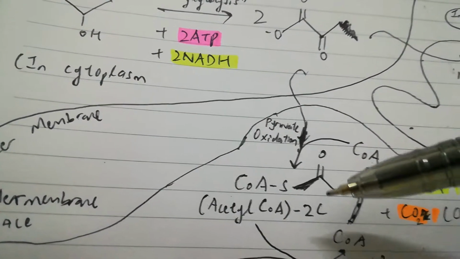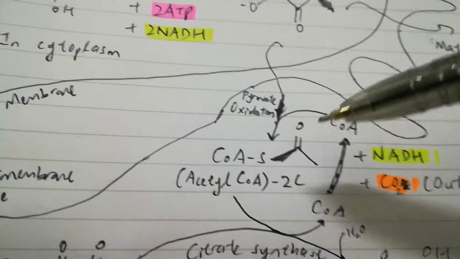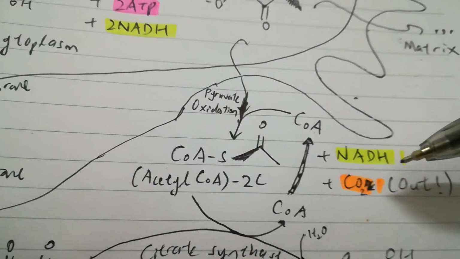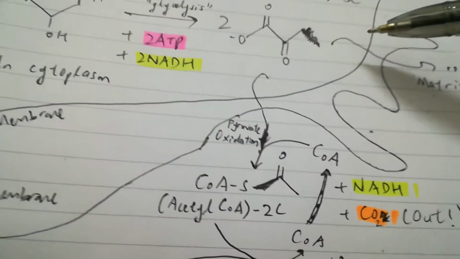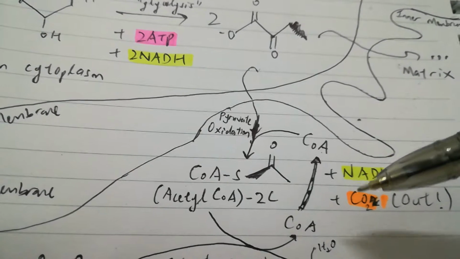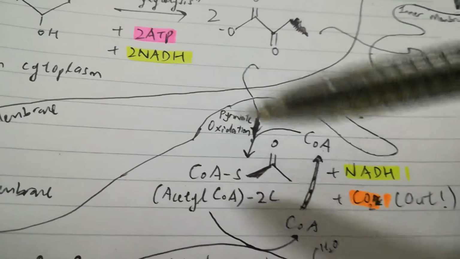So this 2-carbon molecule floats around the matrix, and at the same time, 1 NADH is produced, and 3 carbon becomes 2 carbon. So 1 carbon is lost as carbon dioxide. Oxygen is involved here.